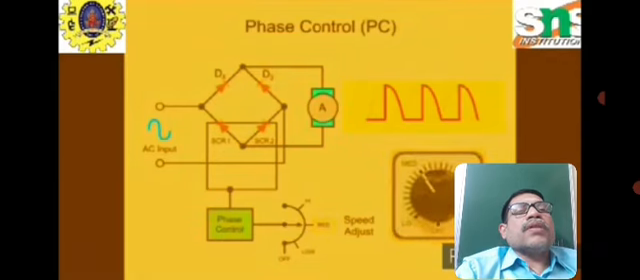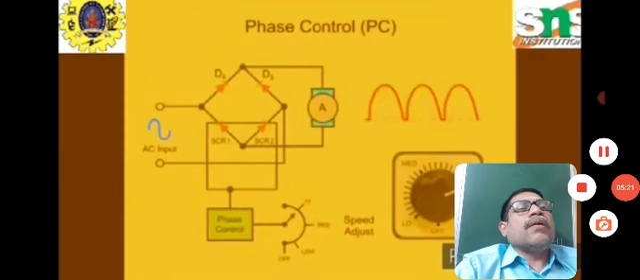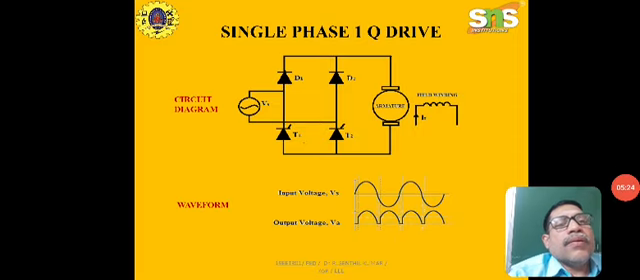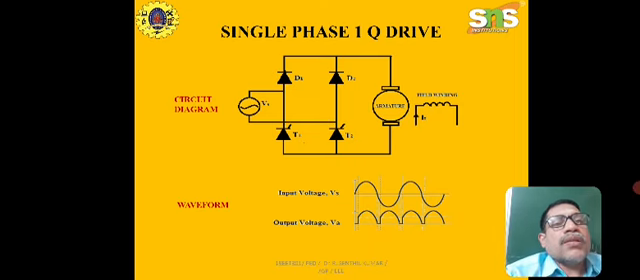Suppose the phase control is at medium, then the waveform will be like this. When this is low, then the waveform will be like this. And if it is high, the output waveform will be like this. Such that if the triggering angle of the thyristor is 10 or 20 degree, the output voltage is very small, the waveform will be very small. And if the triggering angle is 90 degree, the positive part of the waveform will be a quarter cycle.